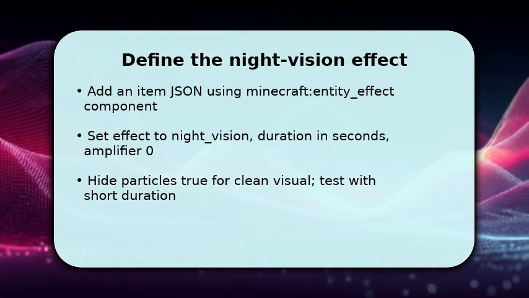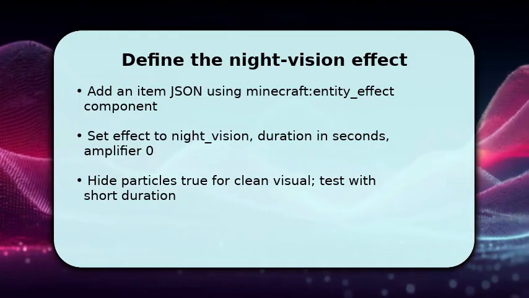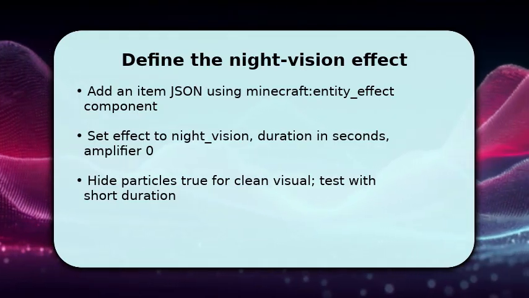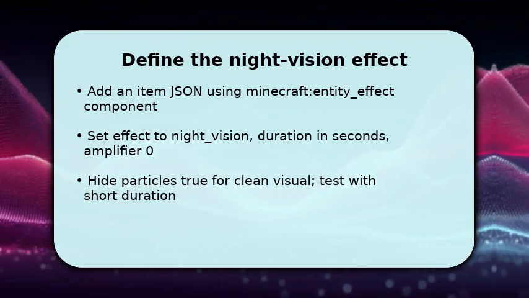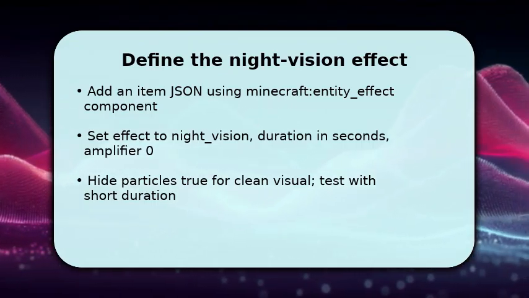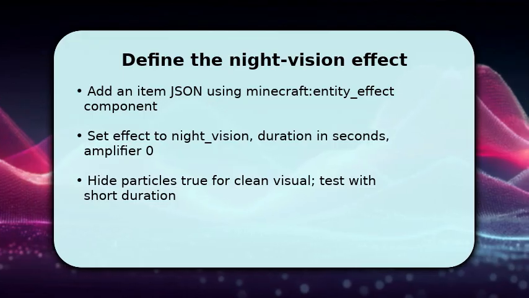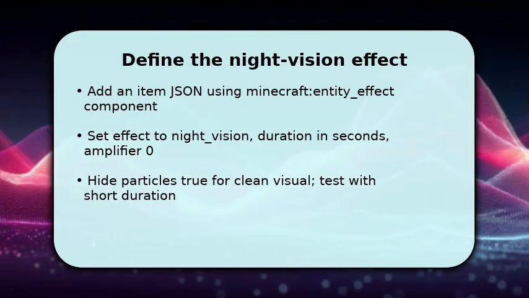Next, create the item JSON that gives night vision. Add a component like minecraft:entity_effect, or minecraft:on_use, and set the effect ID to night vision, duration to the number of seconds you want, and amplifier to 0. This defines how the effect behaves.